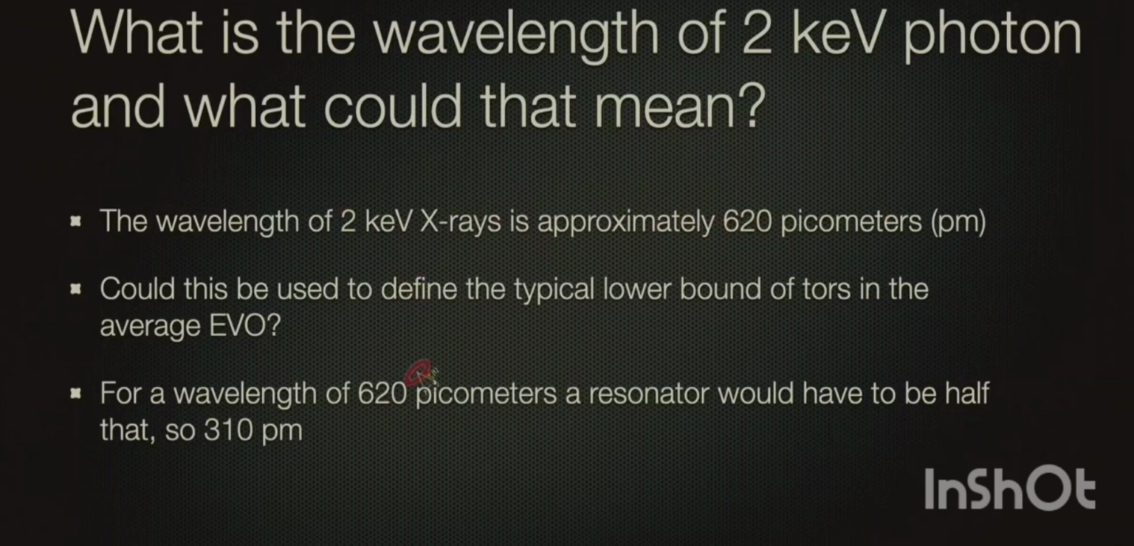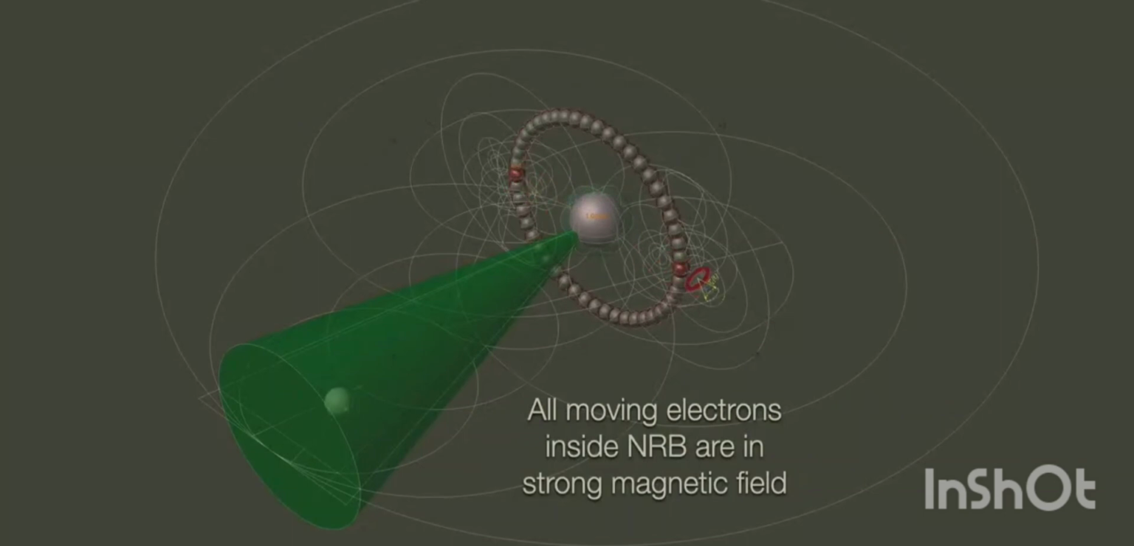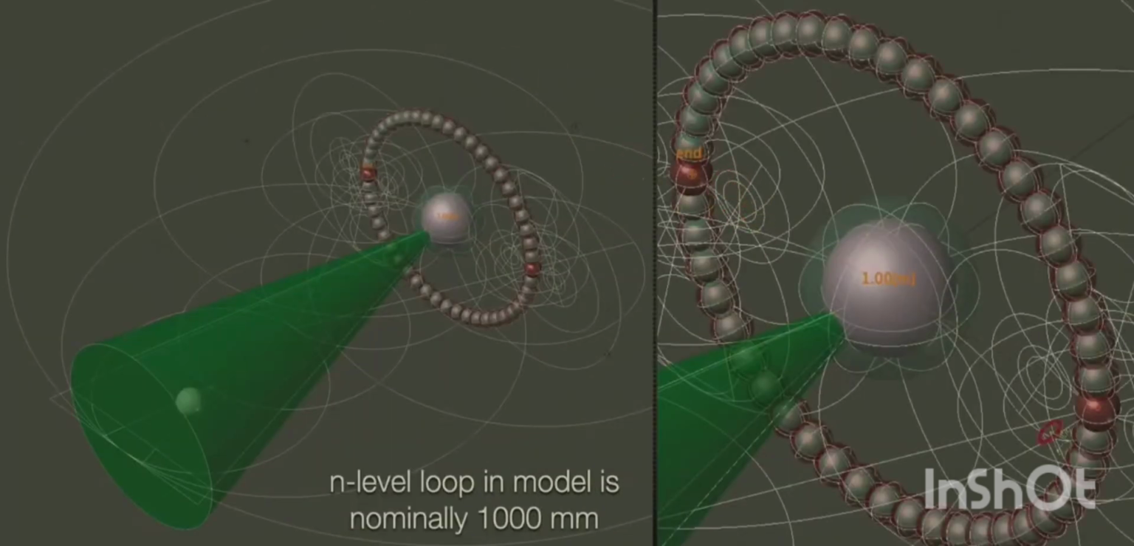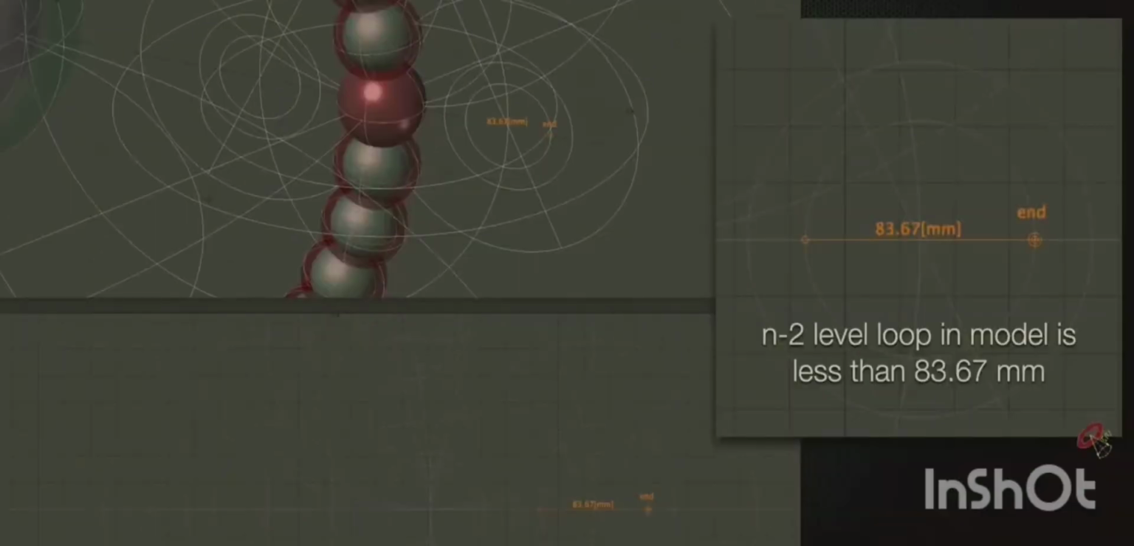I might be wrong in this calculation and I would like people to check the work. I believe that this could define the typical lower bound of the TORs in the average EVO. For the wavelength of 620 picometers, the resonator would have to be half. If I assume that the resonator is across here and the electrons are going around here, this is one half of the cycle, this is the other half of the cycle, this is the resonant cavity. Then from my model, this is 1 meter.